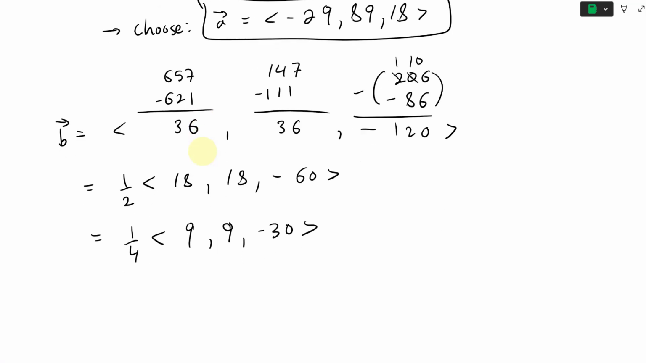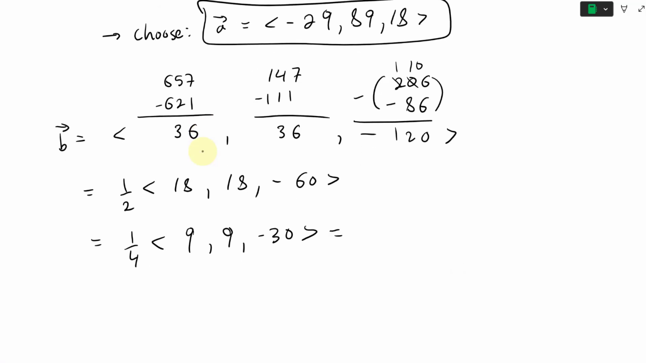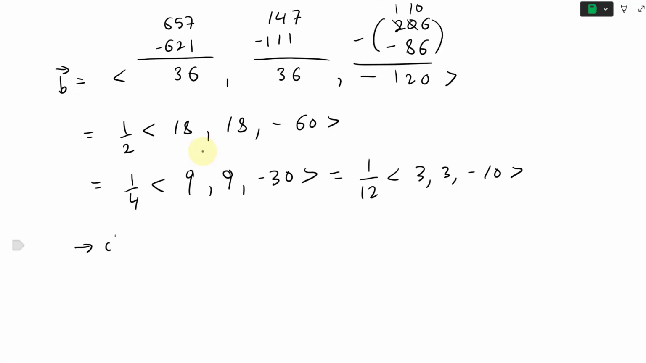Yeah. And we can keep going. We can take a factor out of 3 now. So 1/4 times 3 is 1/12. This is going to be now 3, 3, and then this is going to be negative 10. So we'll just choose a simpler one. Choose B vector equal to 33, 3, negative 10, like that.